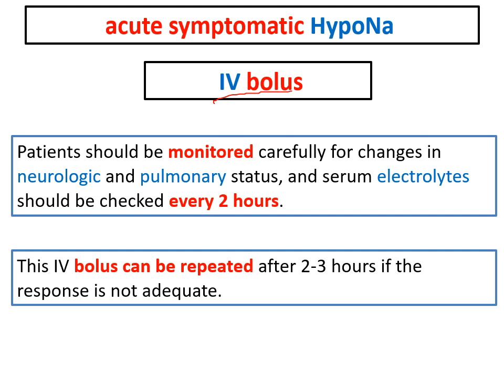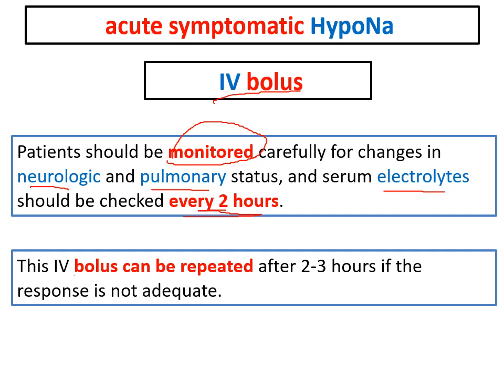While we are giving or after giving an IV bolus, patients should be monitored. This is very important. Monitored for what? For changes in neurological manifestations, if they improved or worsened or not. Lung status, if there is overload or more crepitations on the chest or not. And of course, we should check the serum electrolytes, especially sodium, every 2 hours. So very close monitoring of our patients for the electrolytes, neurological manifestations, and pulmonary status every 2 hours.